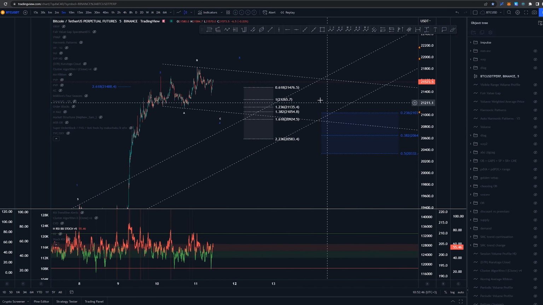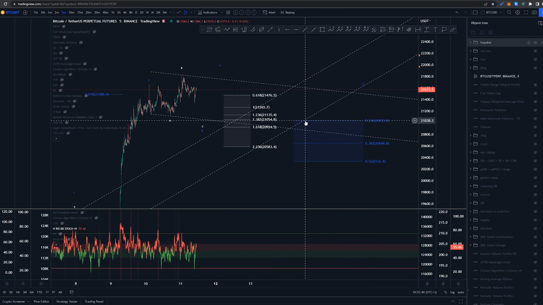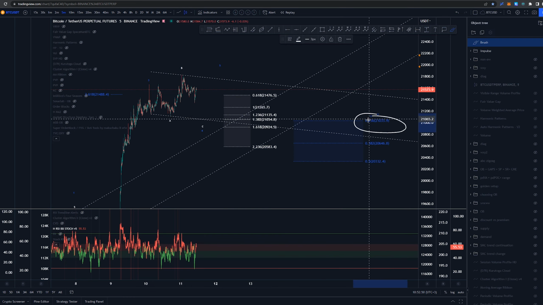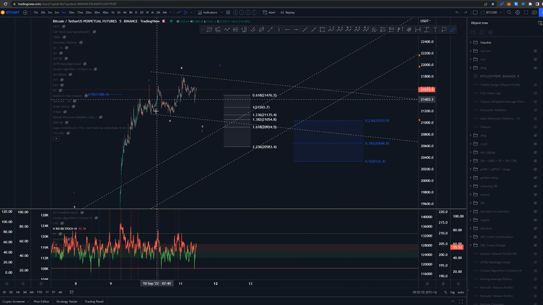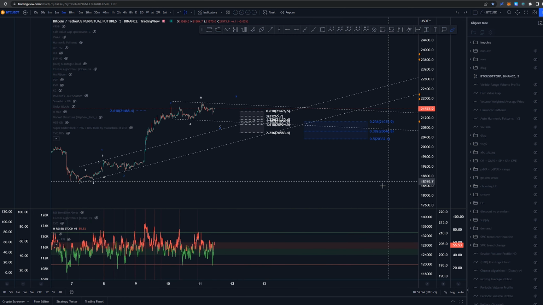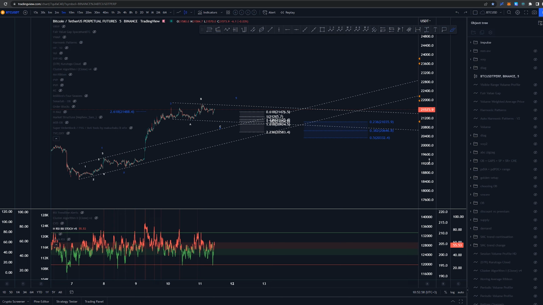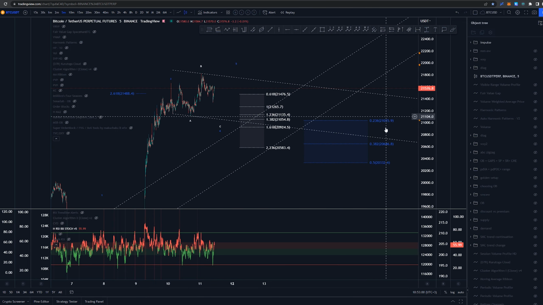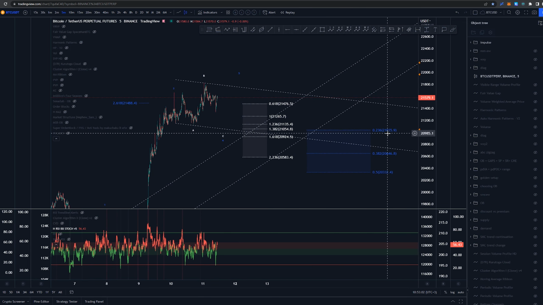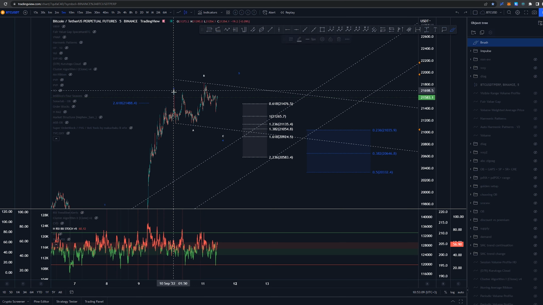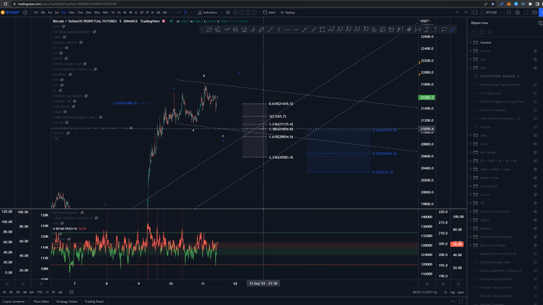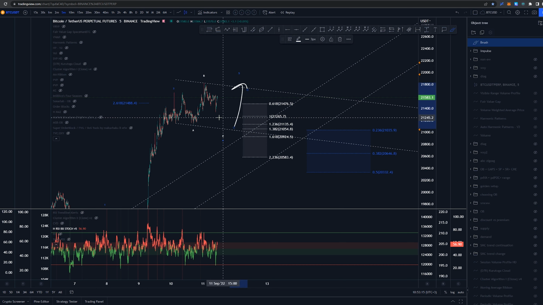Now some of the extension targets are lining up pretty okay with the 23.6 retracement of this third wave, measured from the start of wave 3 to the end of wave 3. We can see that the 23.6 retracement would be around the $21,035 area, where we have around the 1.382 extension of this ABC or possible WXY. So that would be the area I would be looking for this to pivot.